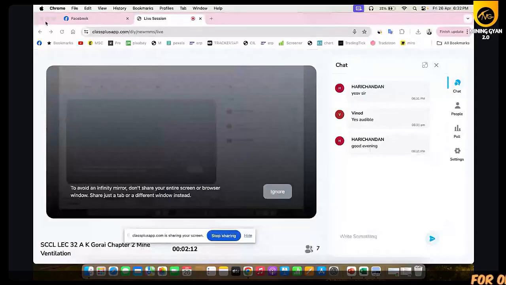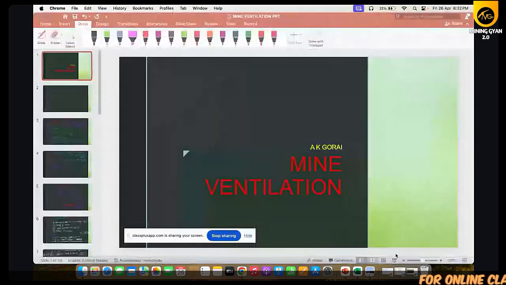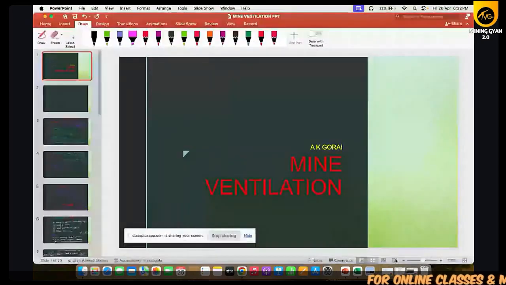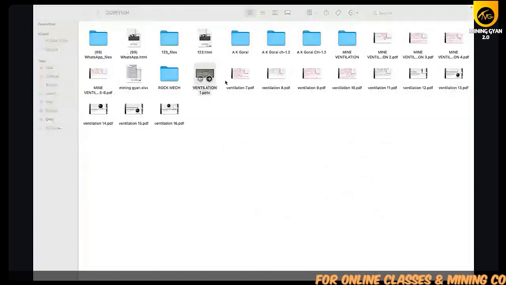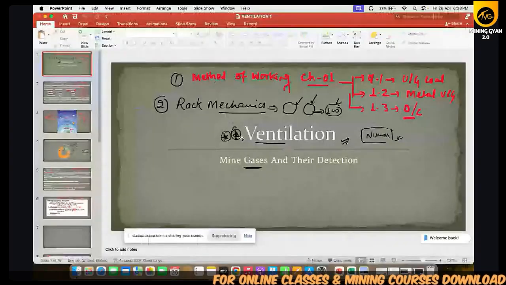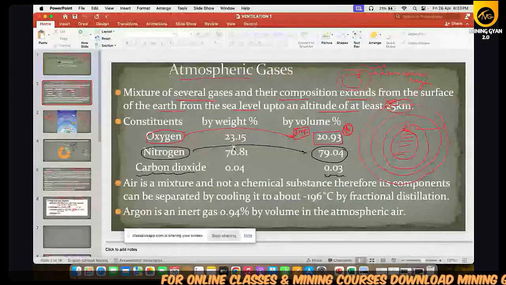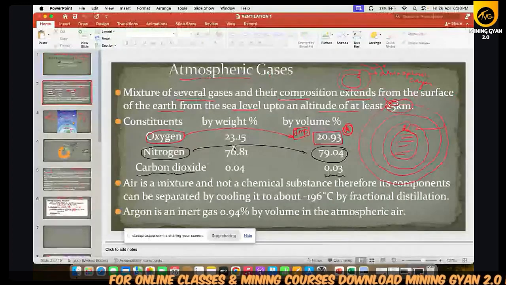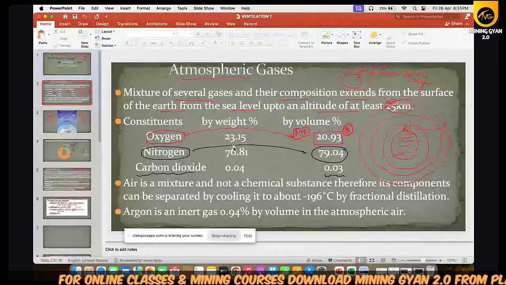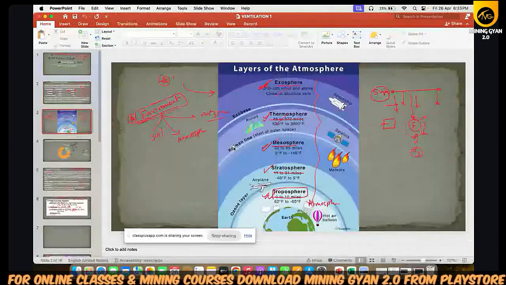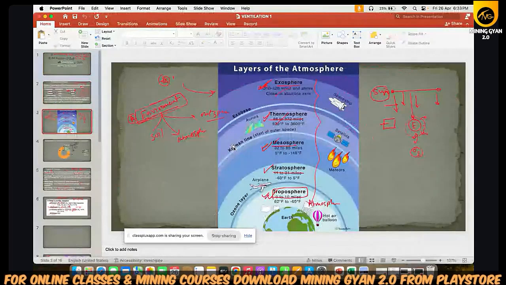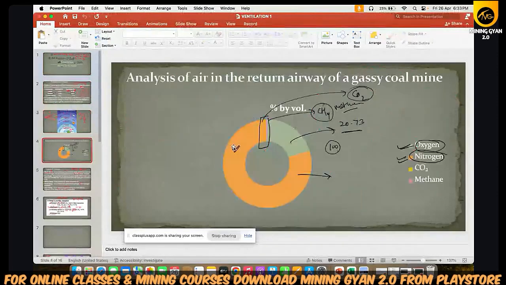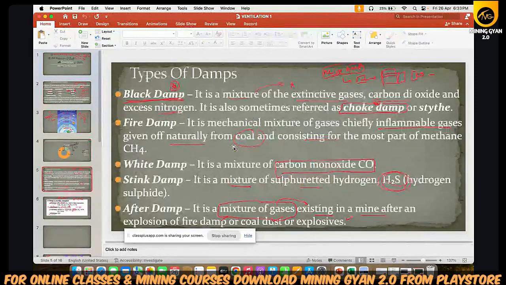So yesterday we were discussing, we have started the mine ventilation, and we have discussed the atmospheric oxygen, nitrogen, and carbon dioxide percentage in the environment. Then we have seen the layers of the atmosphere, which are the troposphere, stratosphere, mesosphere, thermosphere, and exosphere. Then we have discussed the black damp, fire damp, white damp, stink damp, and after damp.